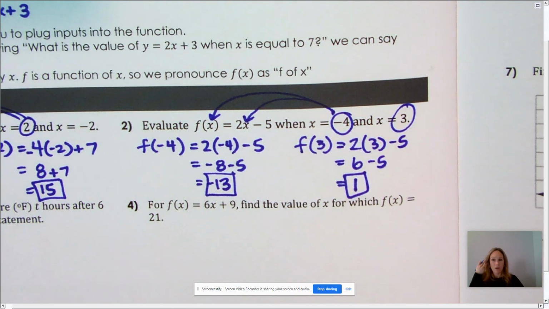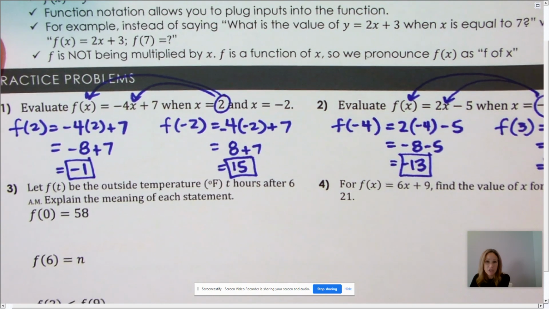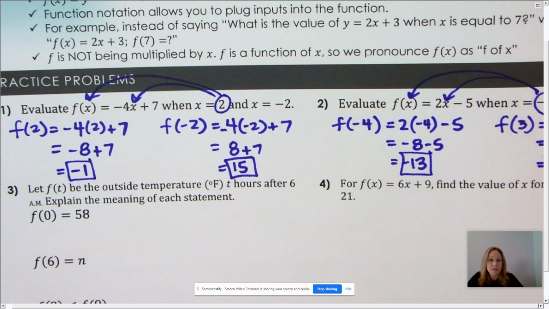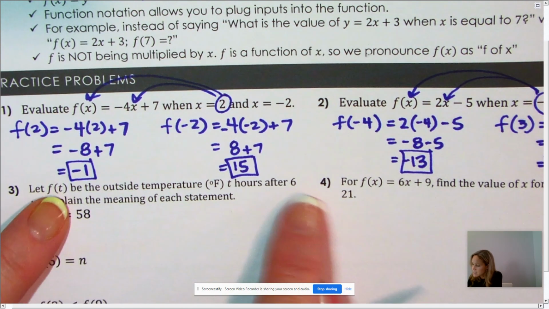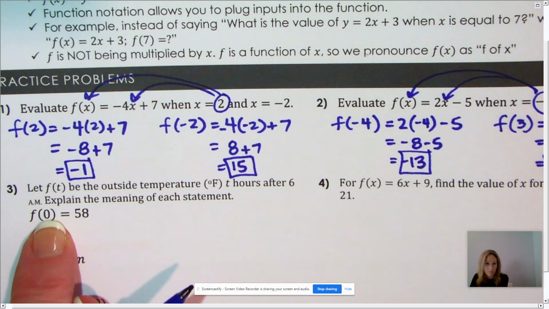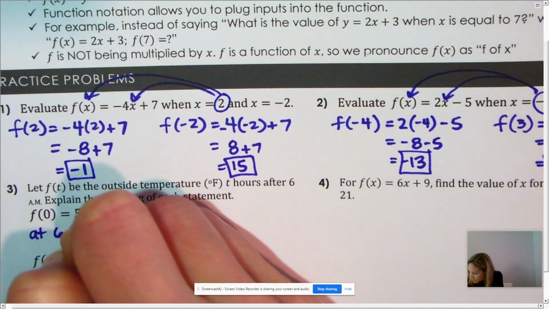Okay, question number 3 says, let f of t be the outside temperature, in degrees Fahrenheit, t hours after 6 a.m. So explain the meaning of each statement. These ones can get a little bit tricky, you guys, so try to bear with me. The t is how many hours past 6 a.m. So if t is 0, that means 0 hours past 6 a.m. So that would be at 6 a.m.